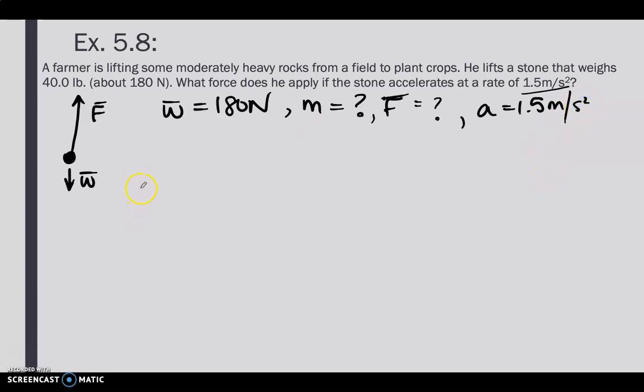With this first step, we can use the weight of the rock to find the mass, since weight is equal to mass times gravity. So we can solve for mass here, and we will have to finish that off in the next video.